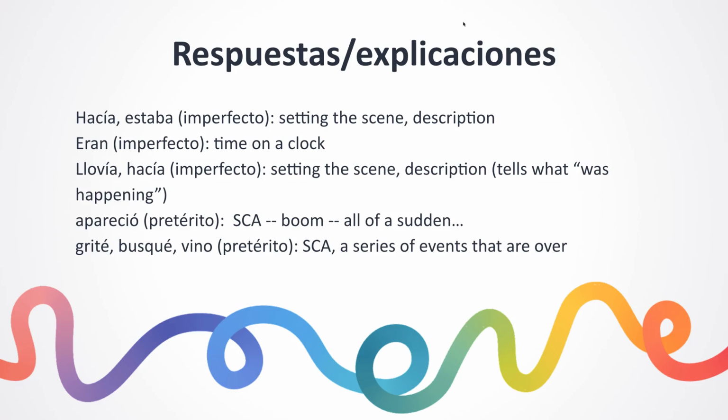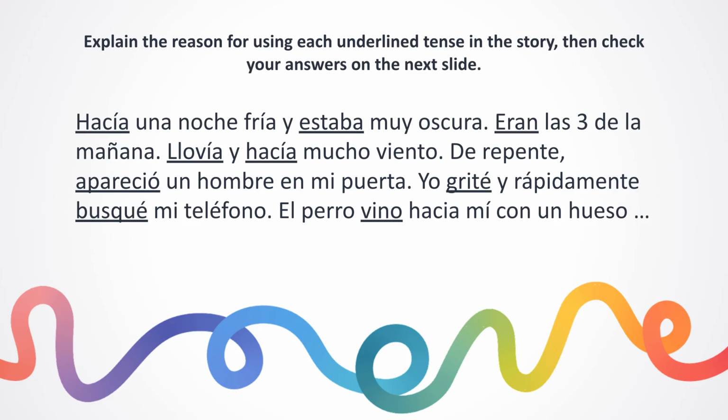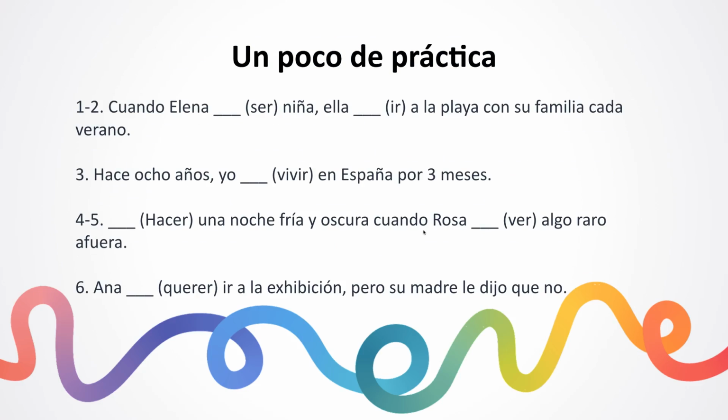And then we have a series of events. Grité, busqué, vino. Those verbs are in the pretérito. They're specific completed actions, a series of events that are over. And you will notice that often in a story, it starts out imperfecto by setting the scene and describing, and then moves to a series of actions in the pretérito. Boom, boom, boom. So you might want to keep that in mind for your own writing.